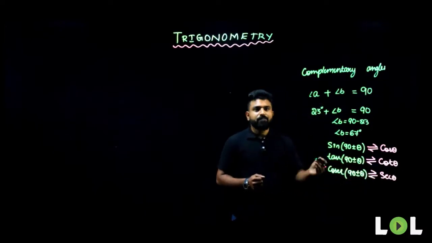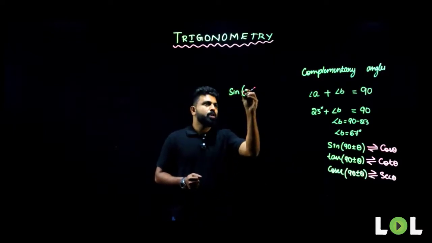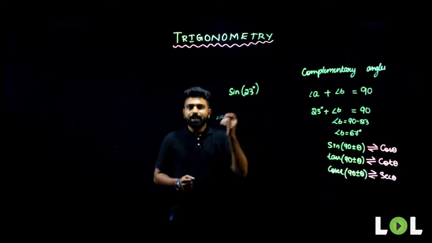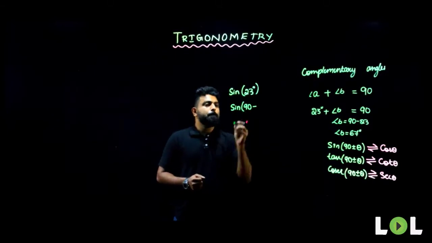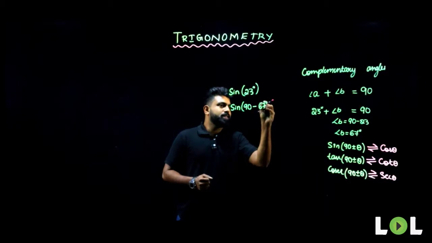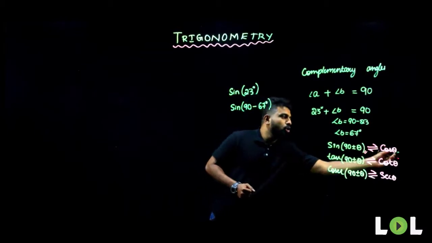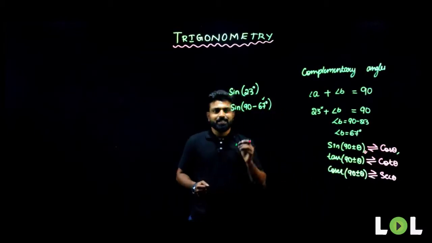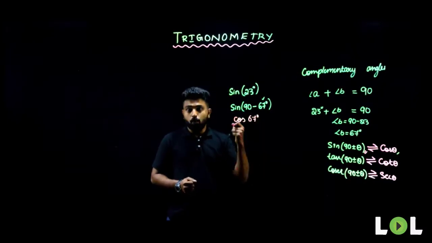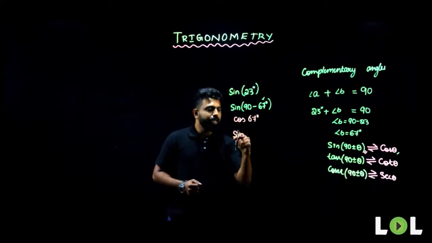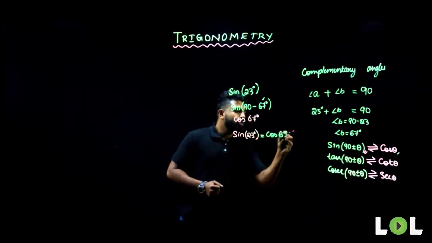What do I mean by this? If I have a value something like sine of 23 degrees, how can I write this? I can also write this as sine of 90 minus 67 degrees. So sine of 90 minus theta, I can write as cos theta. The value of theta here is 67 degrees. So I can write this as cos of 67 degrees. And what does this mean? It means that sine of 23 degrees is equal to cos of 67 degrees.